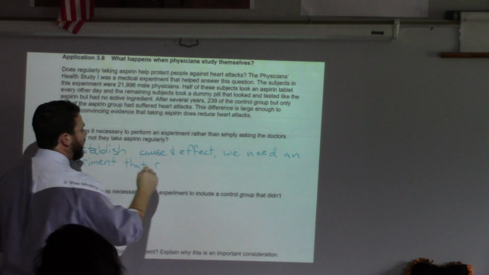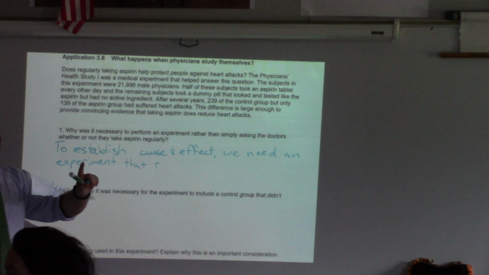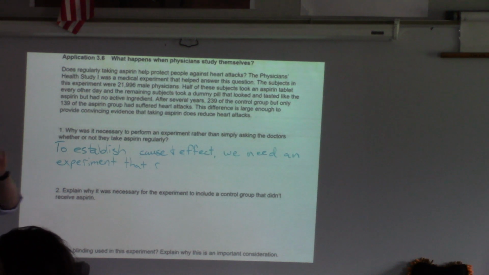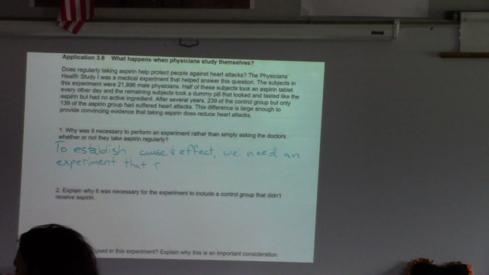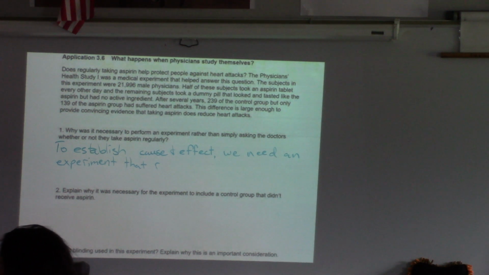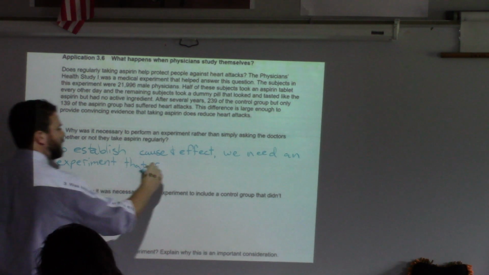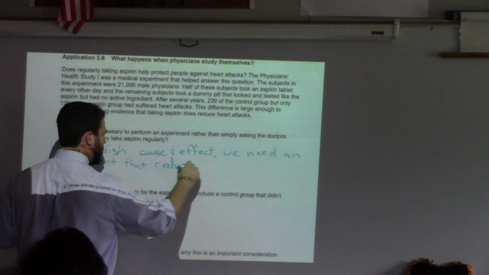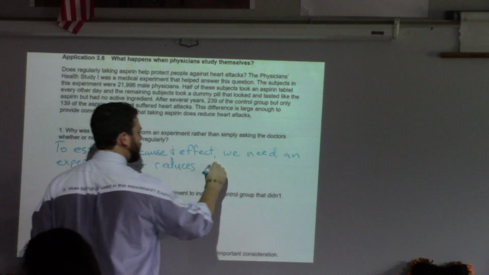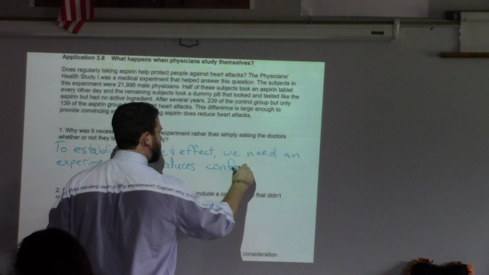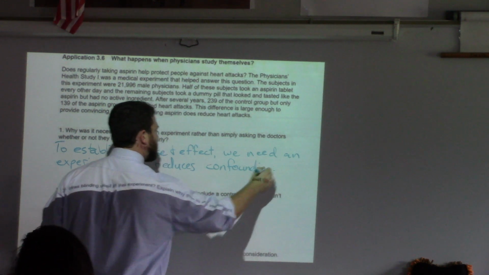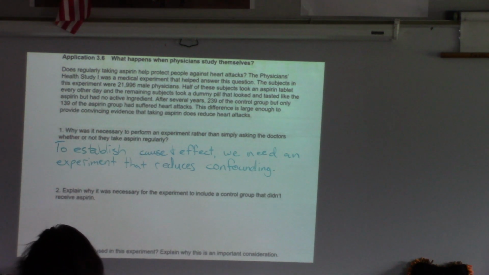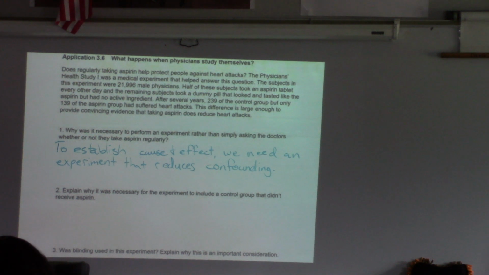Remember, confounding is what prevents us from understanding the cause and effect relationship between independent and dependent variables. Bias is what makes a sample not representative of the population. So confounding always goes with experiments. Correct. All right. So, to establish cause and effect, we need an experiment that reduces confounding.